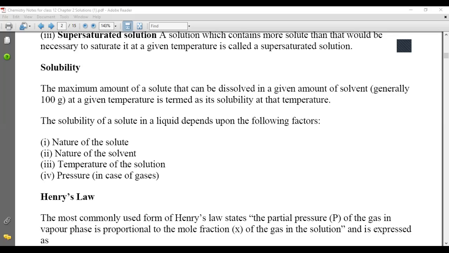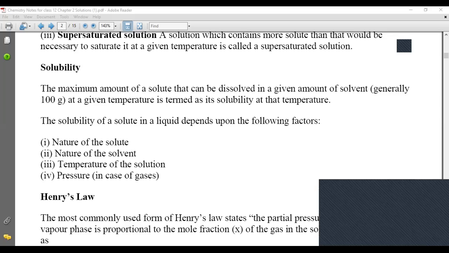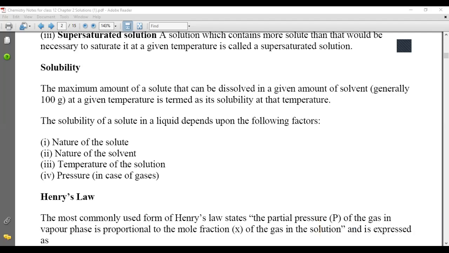Again I'm repeating, the solubility of a solute is the maximum amount of the solute that can be dissolved in a given amount of solvent, generally 100 grams, at the given temperature. So usually solubility is expressed in a percentage. Now there are many factors which affect solubility directly. Number one is nature of the solute.